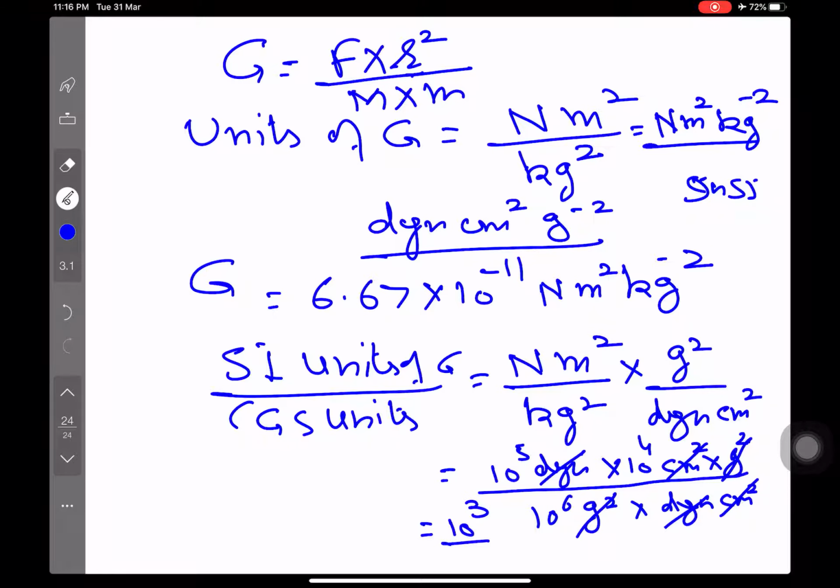And therefore the value of G in the CGS system is 6.67 into 10 raised to the power minus 8 dyne centimeter square per gram square. So that is the value of capital G in the CGS system.